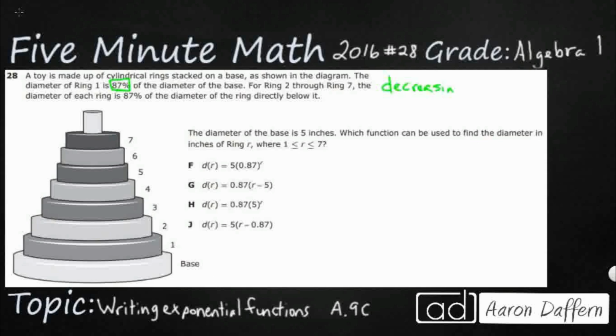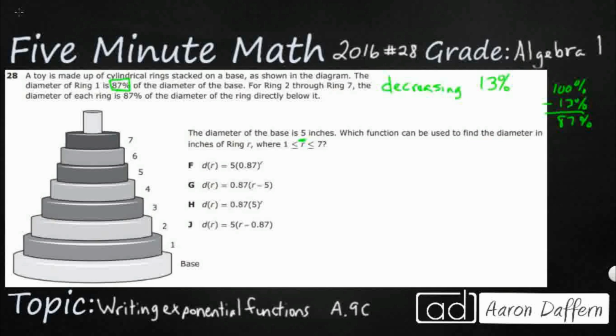Typically in problems like this, they might say decreasing 13%. That's another way to look at it. So if that were the case, we would have to take the 100% and subtract that 13% to get down to that 87%, but they already did that for us. And so for ring 2 through 7, the diameter of each ring is still that 87%, and then the diameter of the base is 5, and we need to find a function.